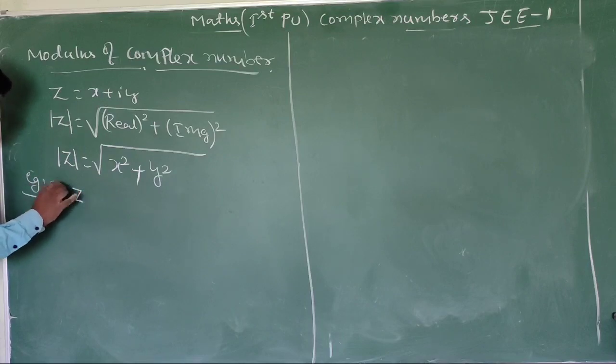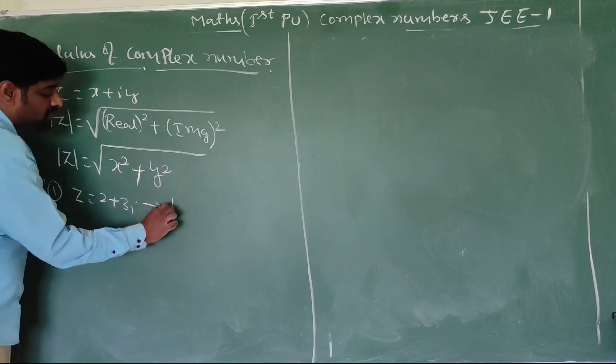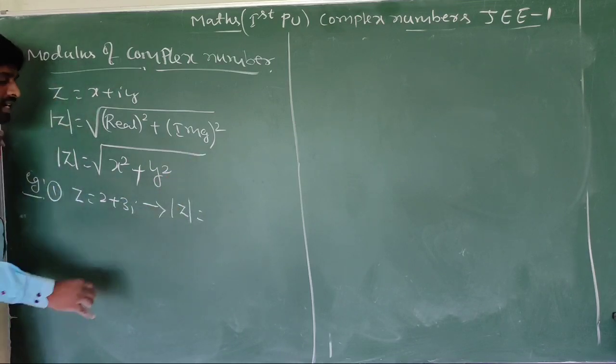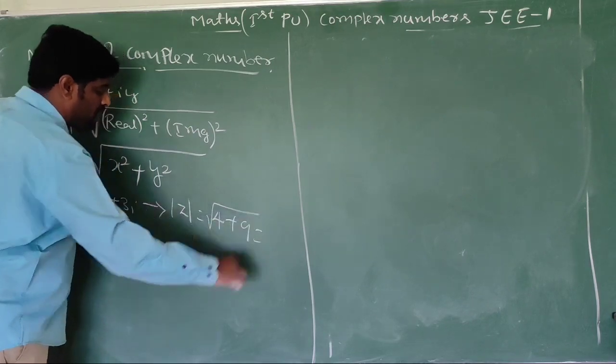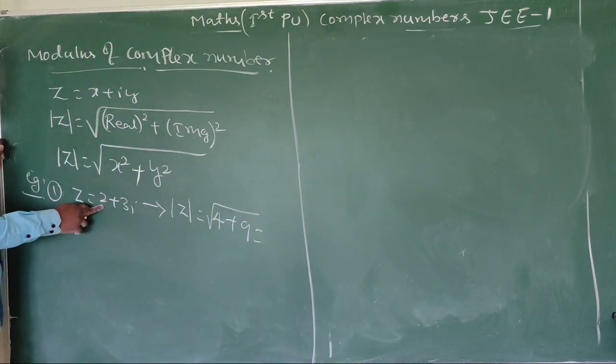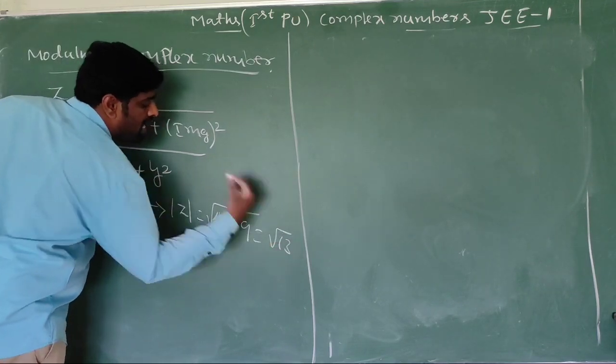So Z is equal to 2 plus 3i. What is the modulus of Z? Modulus of Z equals square root of 4 plus 9. That is, square root of 2 squared plus 3 squared. 3 squared is 9, and 9 plus 4 is 13, so the modulus is square root of 13.